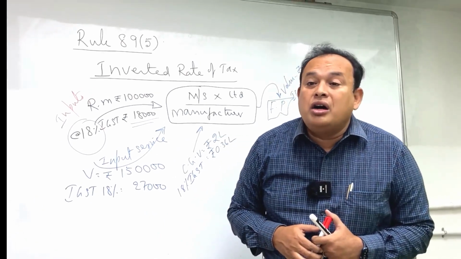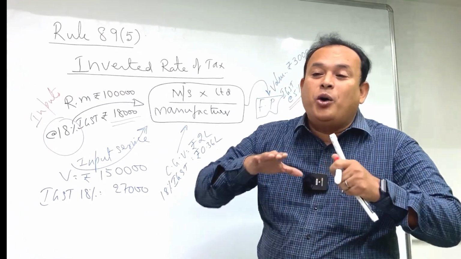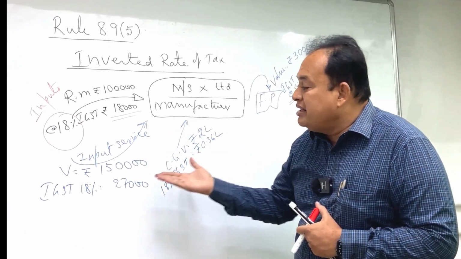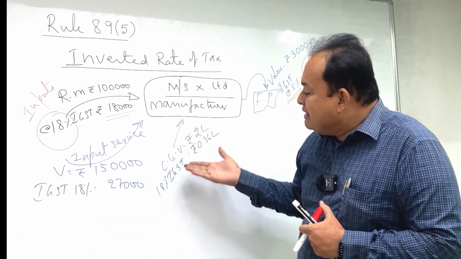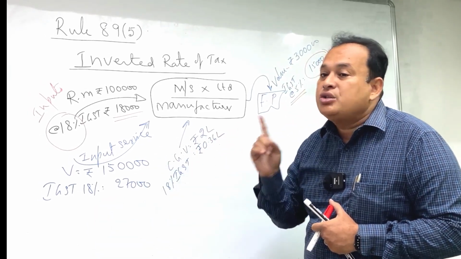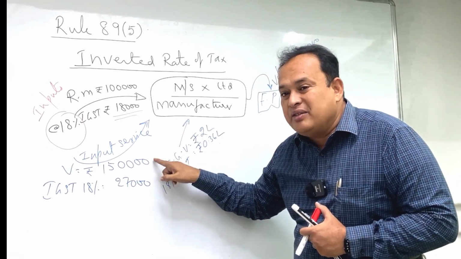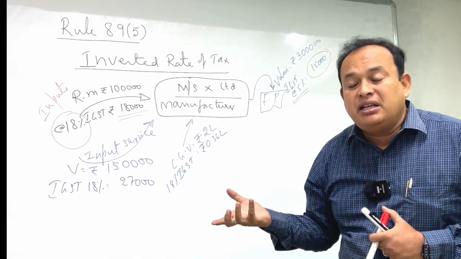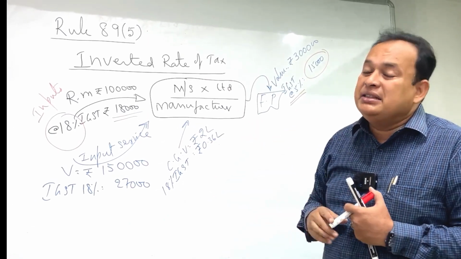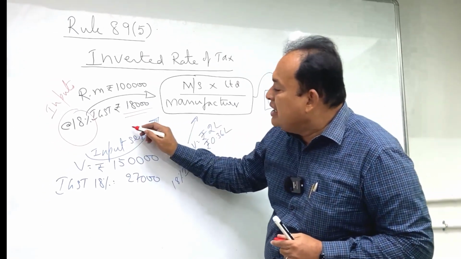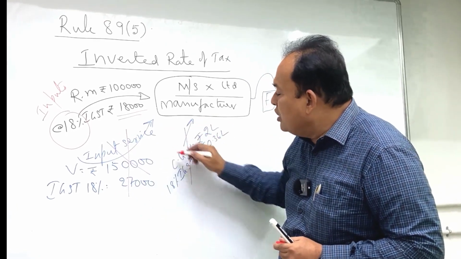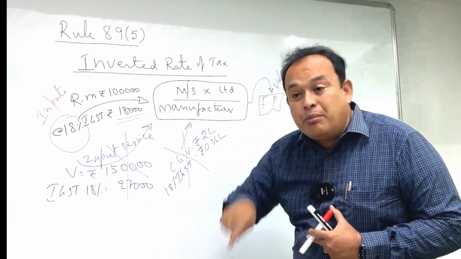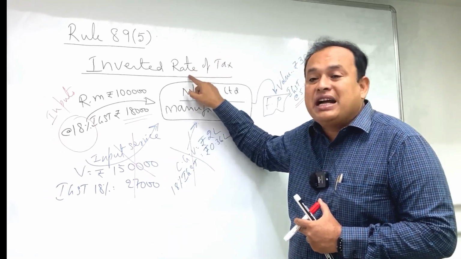Rule 89(5) gives an elaborate formula. Now you can ask me, sir, what about input services? There is 18% GST on them. Capital goods also have 18% GST. This also is excess credit only. Though input services and capital goods have a higher amount of tax paid as inward supply than the output tax liability, in that case the credit on input services and capital goods is not allowed to claim refund under the inverted rate of tax structure.